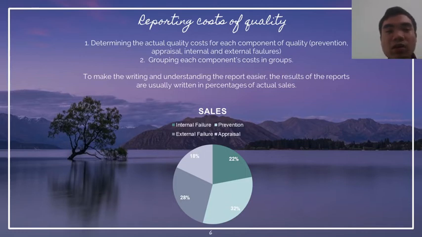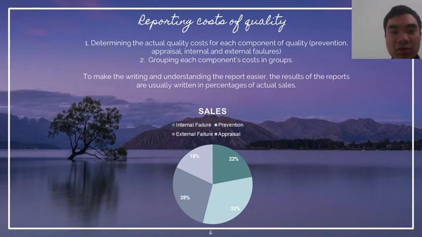To report on the cost of quality, we must first determine the actual quality cost for each component of quality, that is, prevention costs, appraisal costs, internal and external failure costs, and then group each of those component costs in groups. To make writing and understanding the report easier, the result of the report is usually written in percentages of actual sales, examples of which can be seen below.